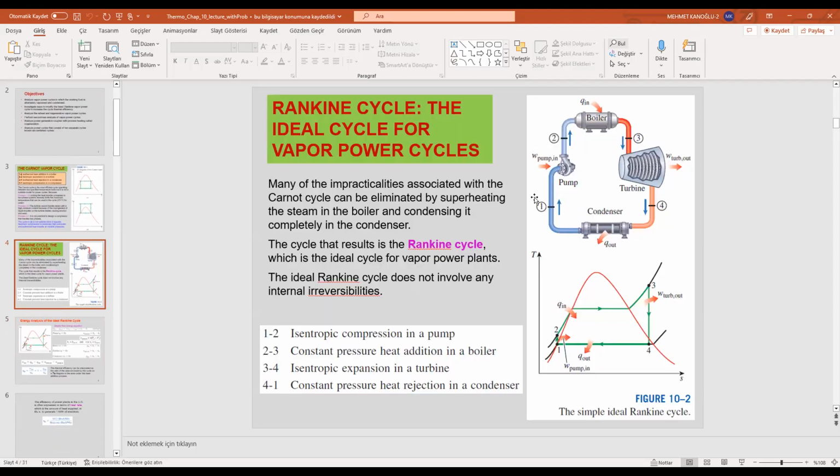Let's look at the analysis of this cycle. How do we analyze this cycle?